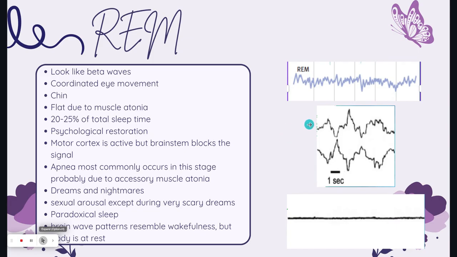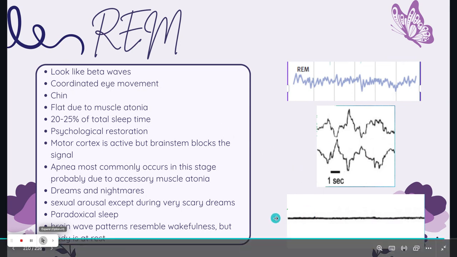What makes REM really unique, why it's called rapid eye movement, is literally we have rapid eye movement. So if you were to watch someone's eyes while they're in REM, you would see them darting all over the place, but they're doing it in a coordinated way. So look at how big these wave patterns are. This is your eyes, and notice they're working in a coordinated manner. They're mirroring each other in terms of their movement.